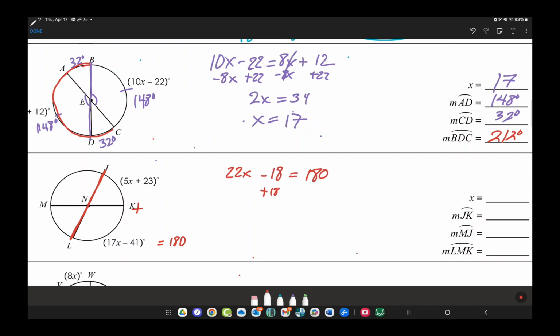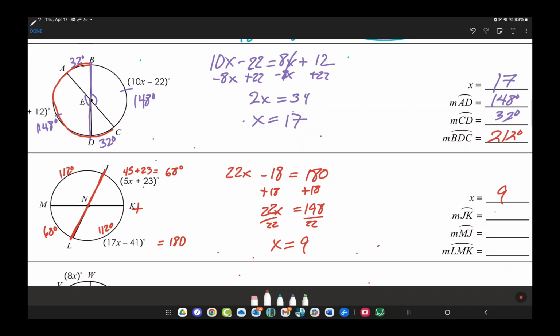We add 18 over, 22x equals 198, and dividing by 22 gives you x equals 9. Now, 9 times 5 is 45, plus 23, that gives you 68 degrees. We could do 9 times 17 minus 41, but 180 minus 68 is 112. So 112 and 68 degrees.